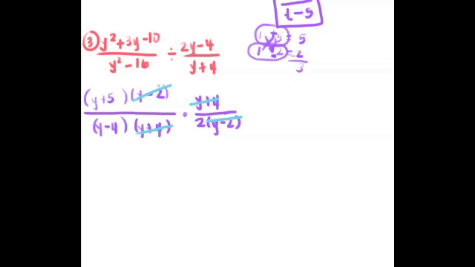So what do I have left over? On the top, the only thing I have left over is y plus 5. And on the bottom, I have y minus 4 times 2. Just so that it looks prettier, let's put the 2 on the outside and leave that as y minus 4. You don't have to do anything more with this. You don't have to distribute that 2 back in. This is fine the way it is. And that's the final answer for that.